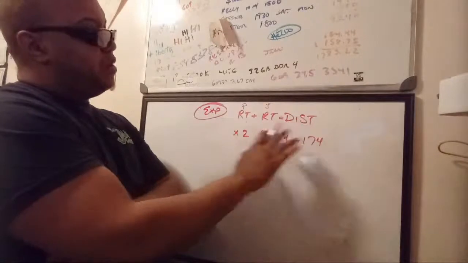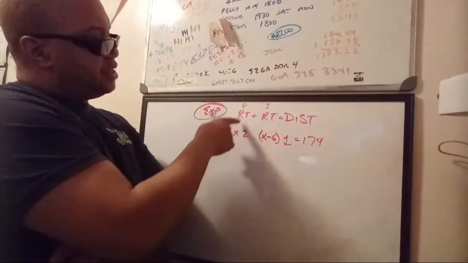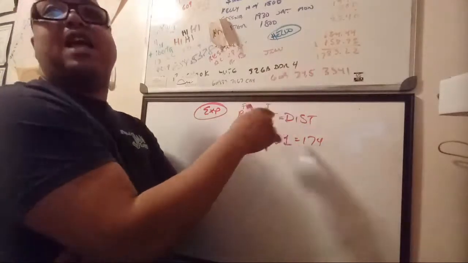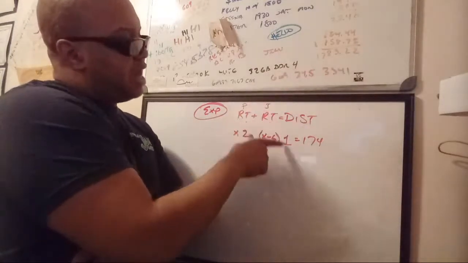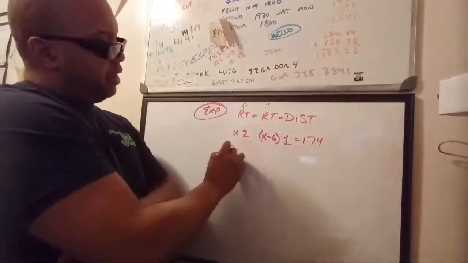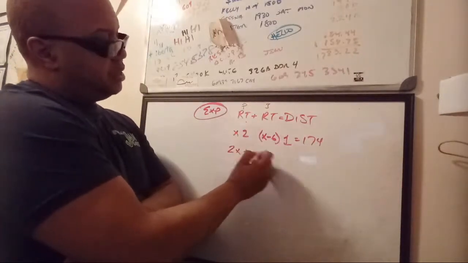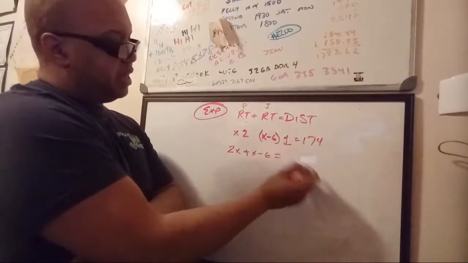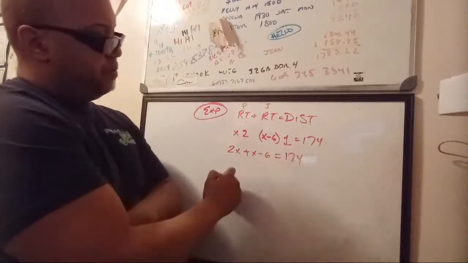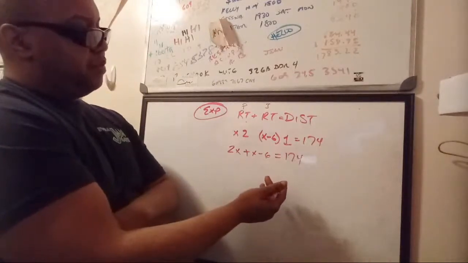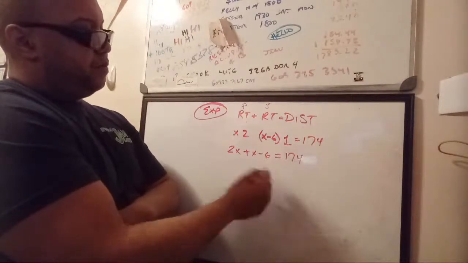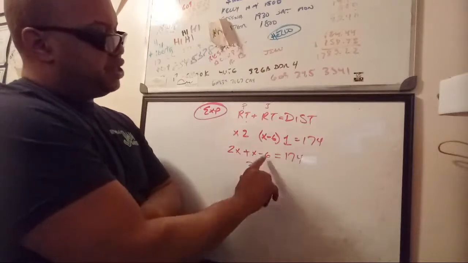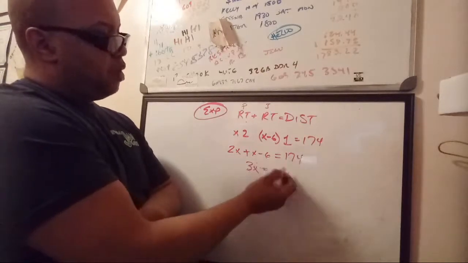So we have our formula: rate x, time 2. Rate x minus 6, because it's 6 miles per hour slower, and then time 1 hour. Now let's make it math friendly. 2x plus x minus 6, because distributing the 1 gives x minus 6, equals 174. We're going to combine like terms. Ready? 2x plus x is what? 3x. And when the 6 jumps the equal sign and becomes positive, what are we going to have on that side?